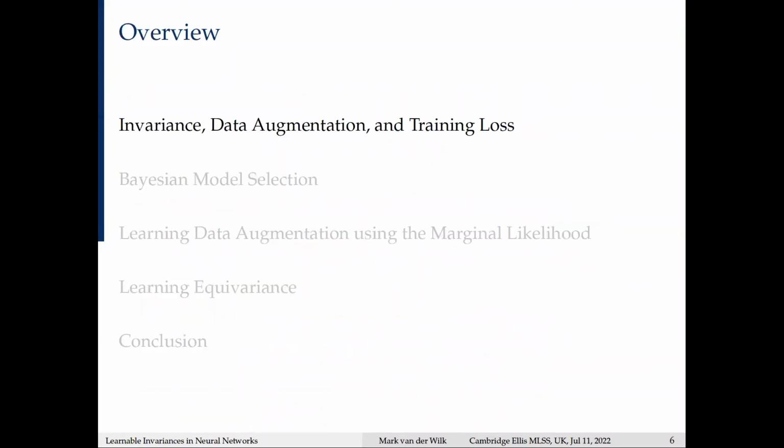Okay, so to start with, I want to talk about invariance, data augmentation, and the training loss. Basically, I want to talk about why we need something a bit more complicated than our usual training error in order to find the right inductive bias.